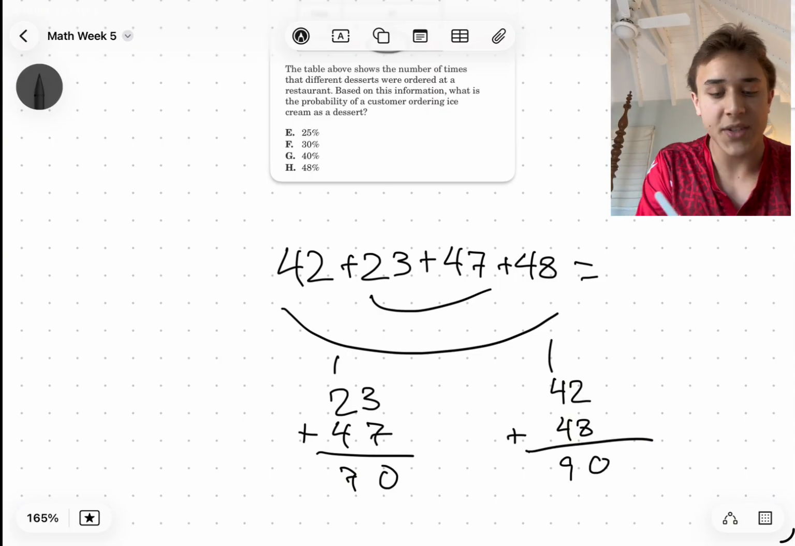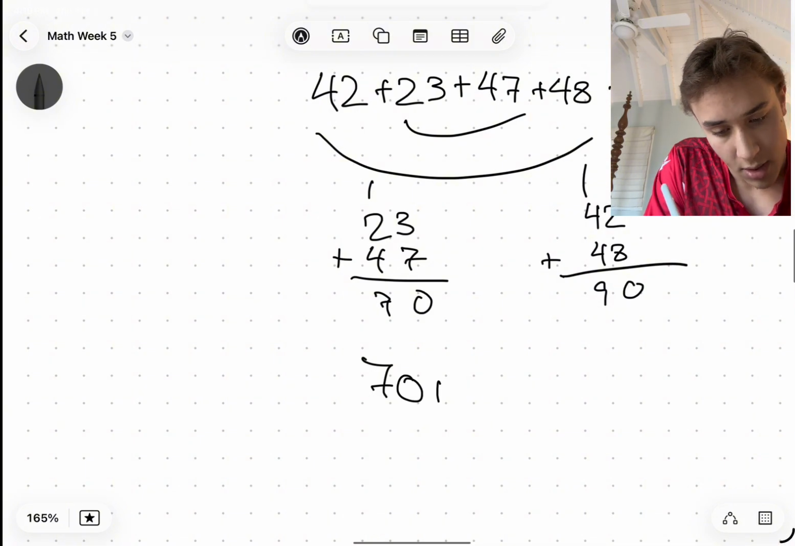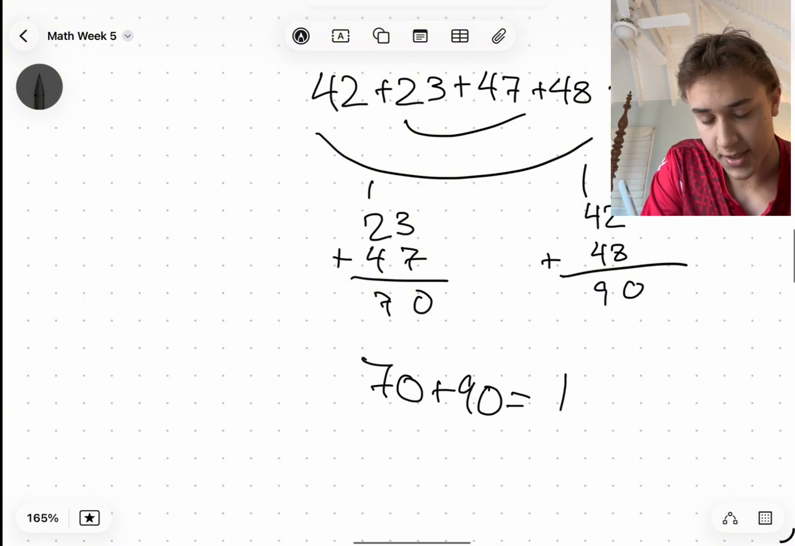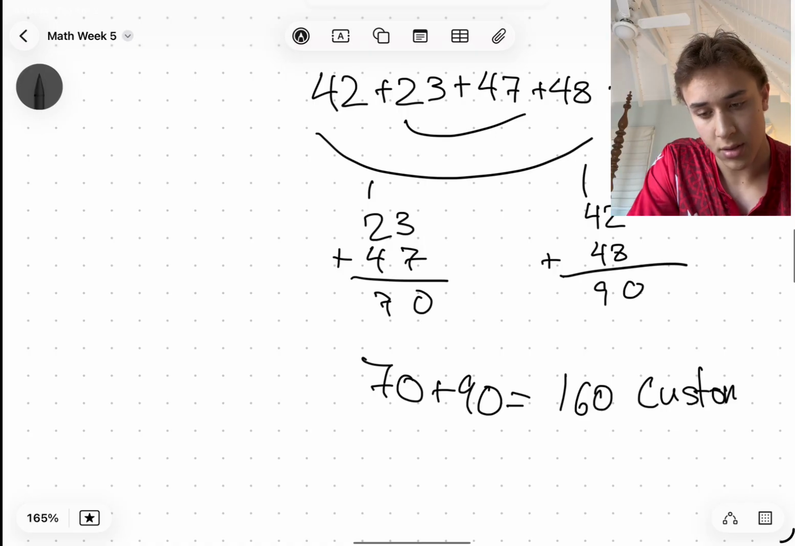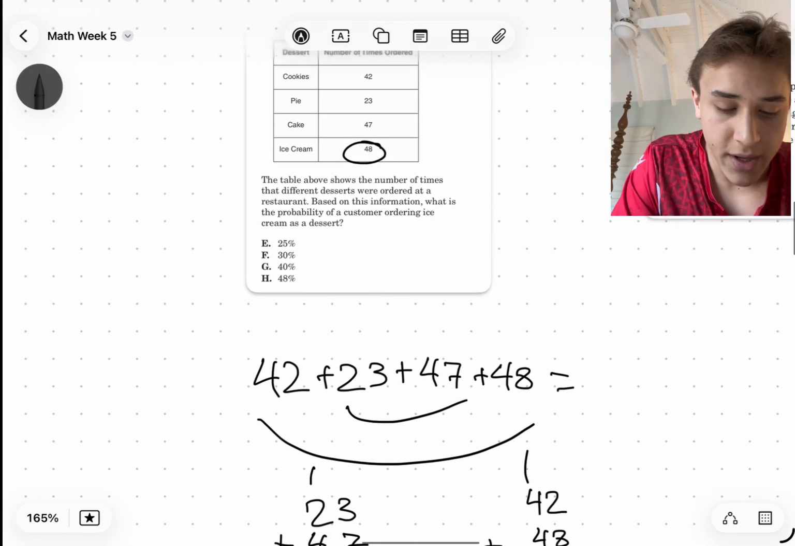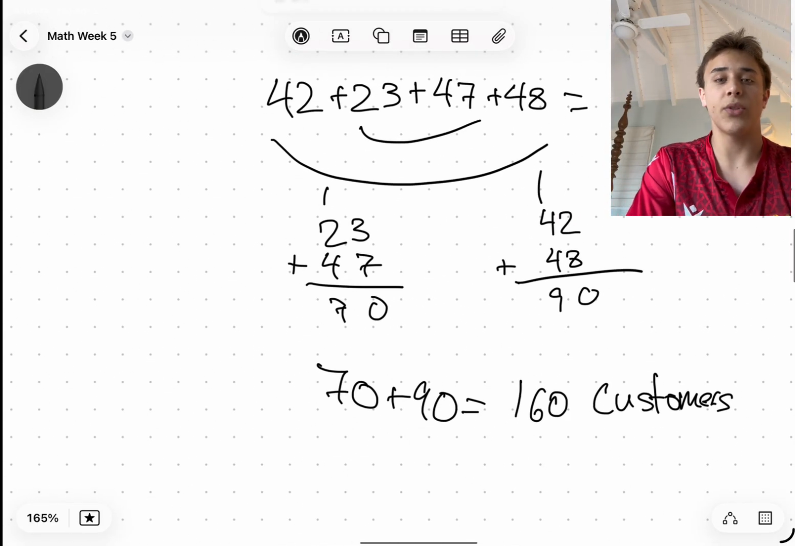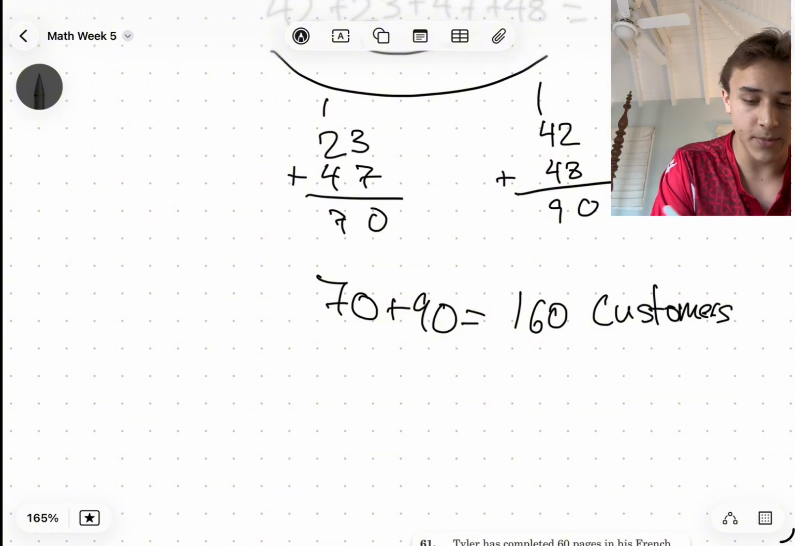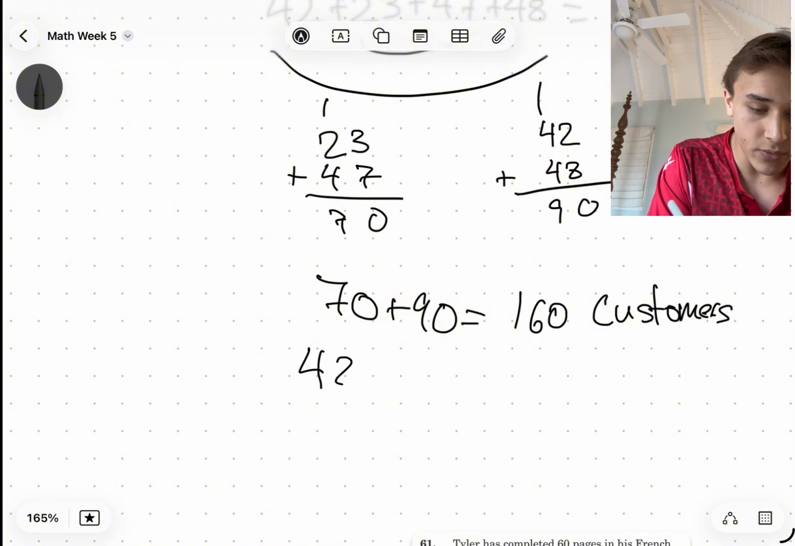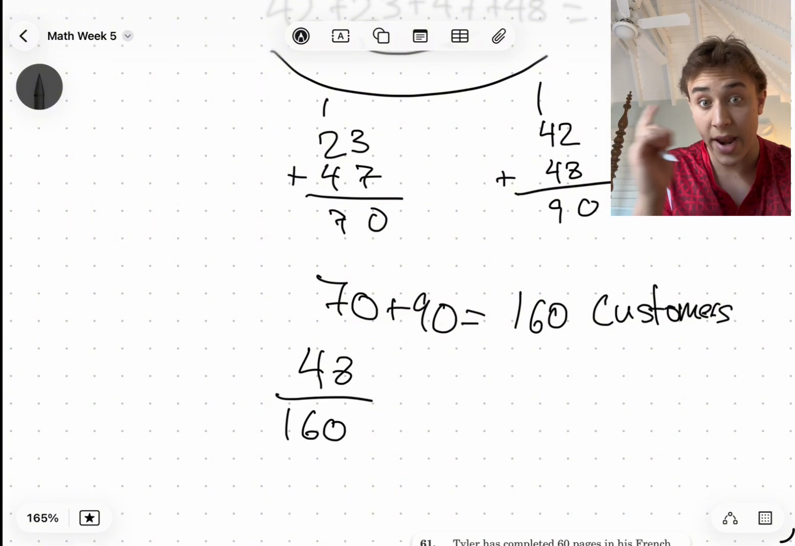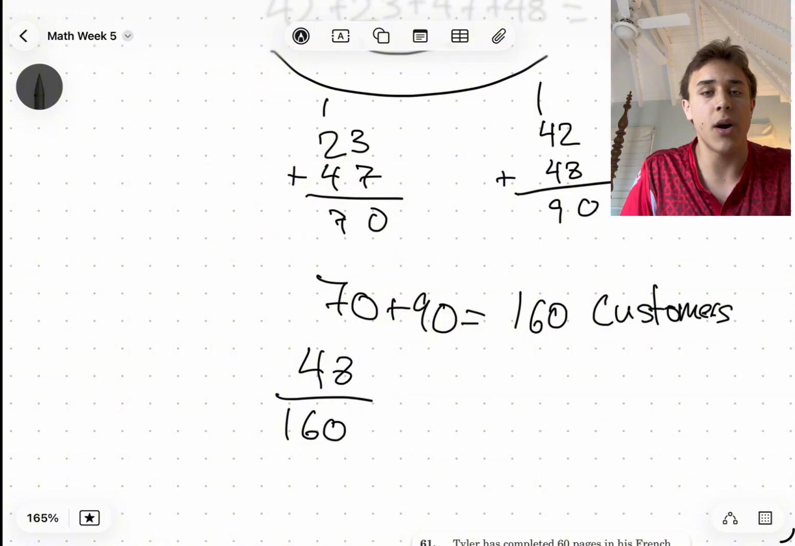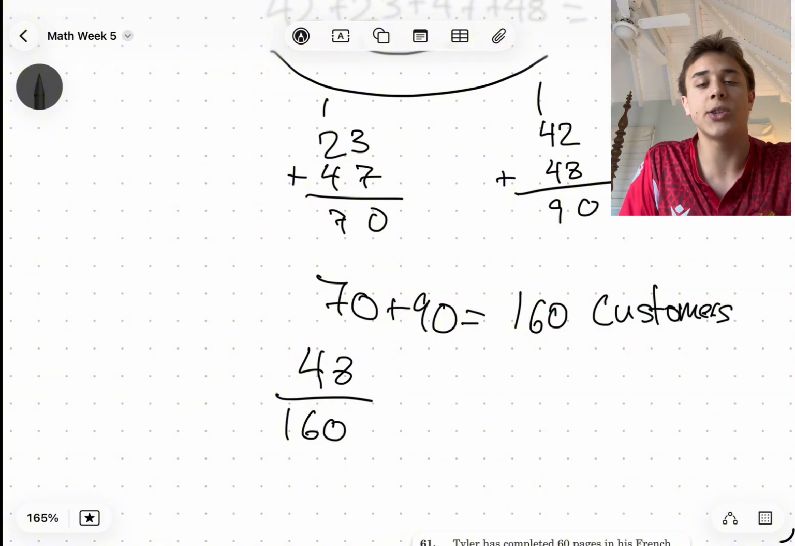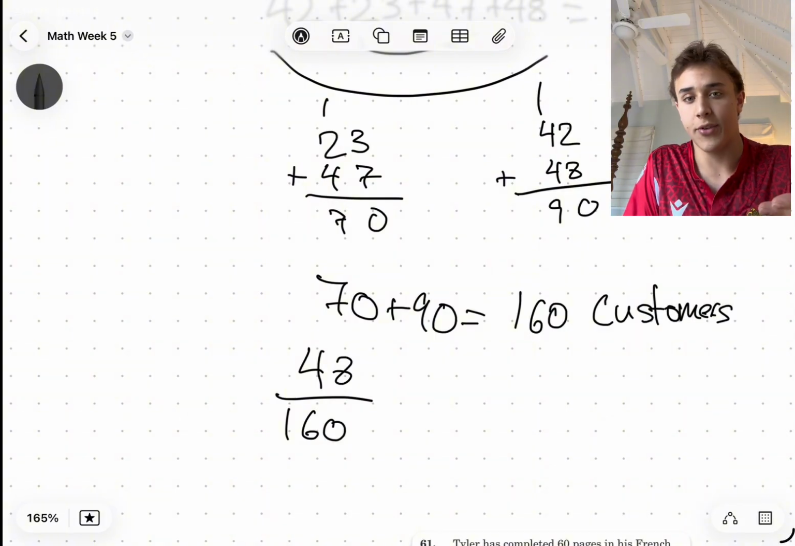So there's a total of 70 plus 90, which is 160 customers, of which 48 order ice cream. So the probability of a customer ordering ice cream is 48 over 160. Now our goal is to get that into a percentage. So remember, if we want it to be a percentage, we need it to be a part of 100. So we need to somehow figure out a way to reduce this fraction.